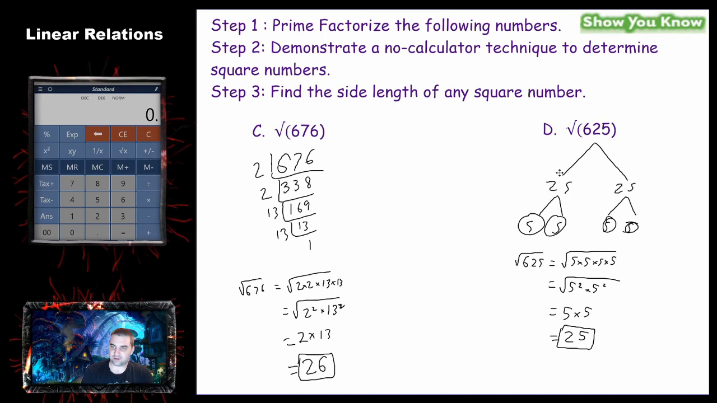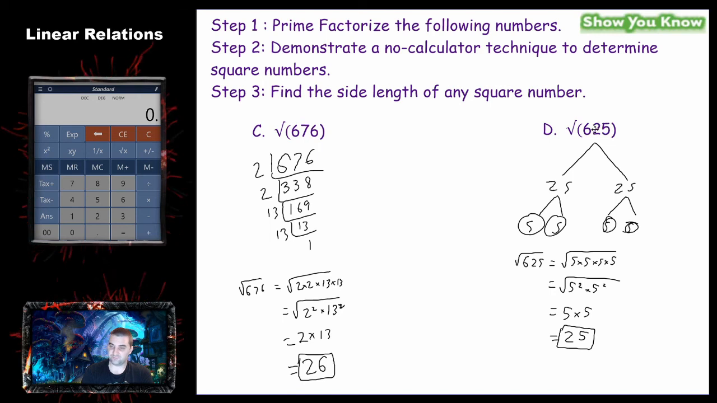On the other side, I used the factor tree, broke it down. I saw it was a 625, and anything 25, 50, 75, I know can be broken down by 25. So I did 25, and hey, 25. Those break down to 5, 5, 5, 5, which you have 2 sets of 5 squared, and that ends up being 25. And that's what you should have gotten as well.